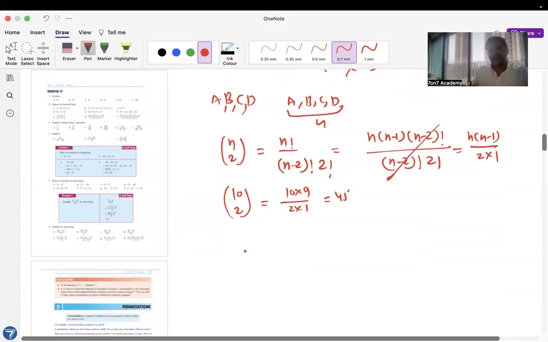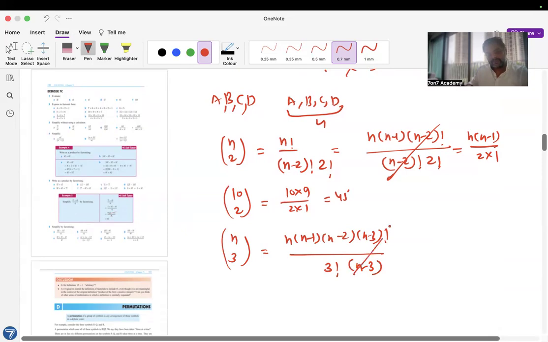45 ways. And remember that NC3 is n into n minus 1, n minus 2, and n minus 3 factorial, divided by 3 factorial into n minus 3 factorial. So this cancels out. It will be n into n minus 1 into n minus 2 over 3 into 2 into 1. So these are the ways that you select.